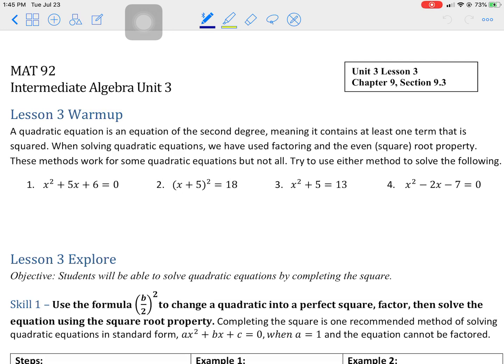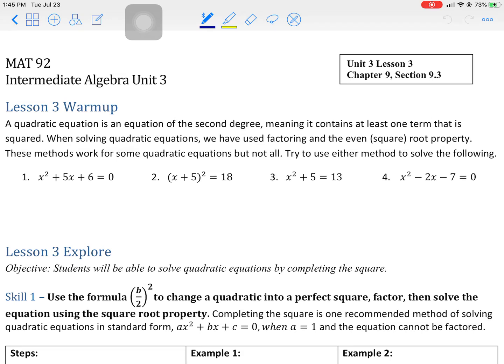All right, Unit 3, Lesson 3, which is Chapter 9, Section 3 in the book. Let's do a little warm-up on quadratic equations. A quadratic equation is an equation of the second degree, meaning it contains at least one term that is squared. When solving quadratic equations, we use factoring or the square root property. These methods work for some equations, but not all. Try to use either method to solve the following.